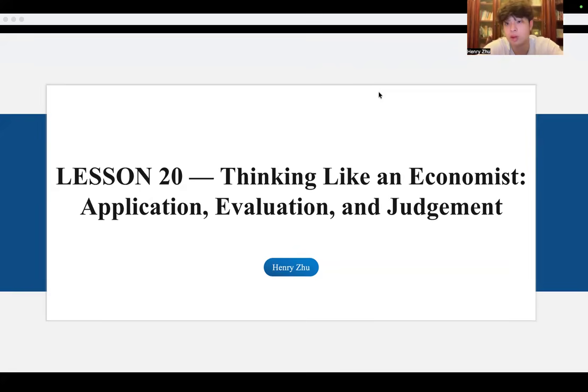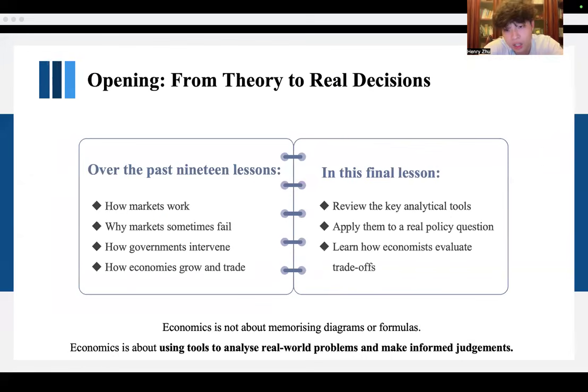In this final lesson, we're going to bring everything together and see what it truly means to think like an economist. Now, let's take a moment to look back at what we've covered. We've learned how markets work, why markets sometimes fail, how governments intervene, and how entire economies grow, trade, and develop. But learning economics isn't simply collecting lots of separate ideas. It's about learning how to analyze real-world problems. Today, we'll review the tools you've learned, apply them to real-world policy questions, and see how economists make balanced judgments.